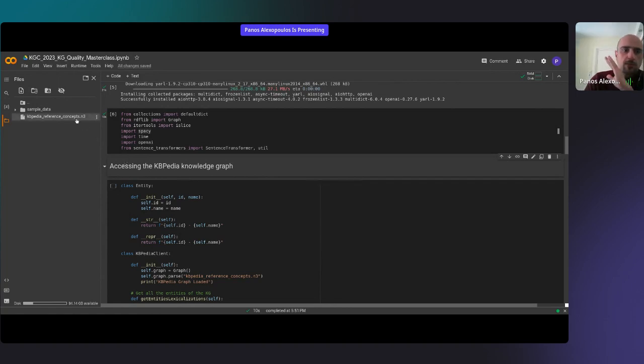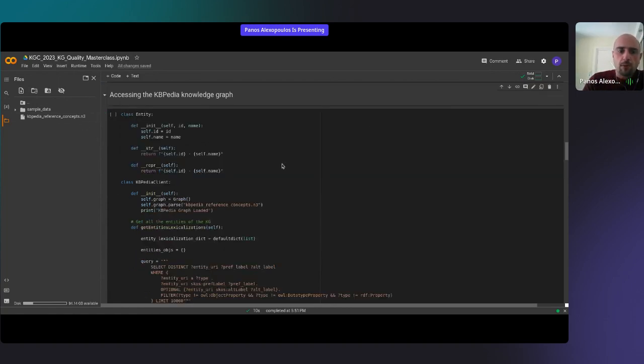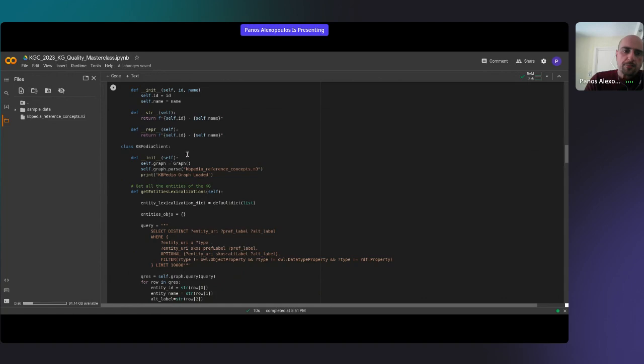It's around, I think, 40 megabytes. So what we're going to do is just load it all in memory. The code I have here has a basic class Entity, which has the ID and the name. The ID is practically the URI of the entity because this is RDF. And there is a class called KBP client, which, when created, loads, as you can see here, the graph from the file. That's why I told you to add this file here.